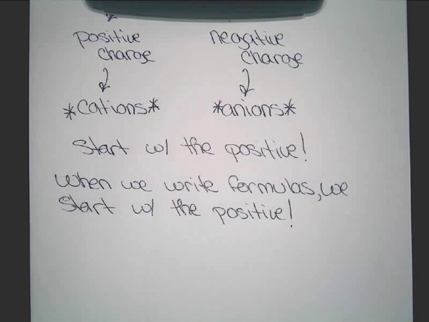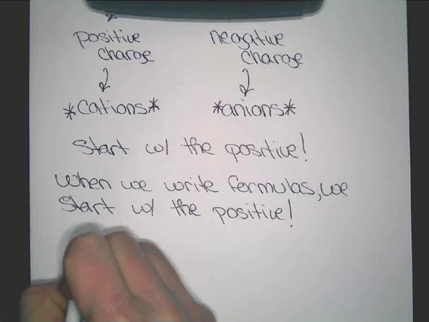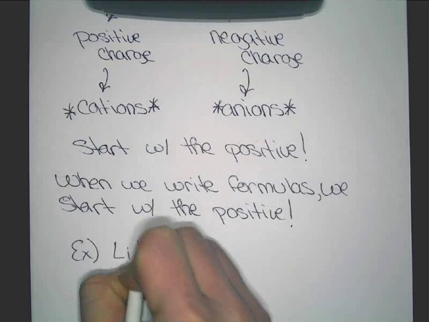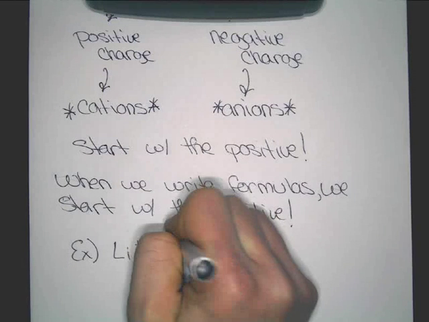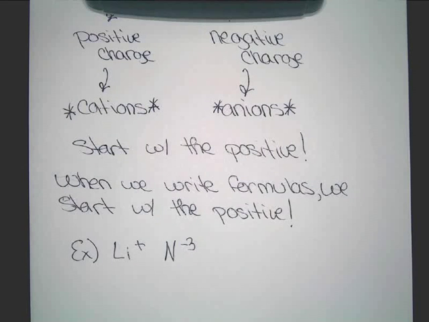So we're going to start with, so here's our first example. We're going to start with lithium, okay? And lithium has a charge of +1, okay? And that's because it is in the first column of the periodic table. Good. And then we're going to use nitrogen. Can someone tell me what the charge of nitrogen is? -3. Okay? Notice, ladies and gentlemen, that I started with the positive. Okay? Always write your positive first.